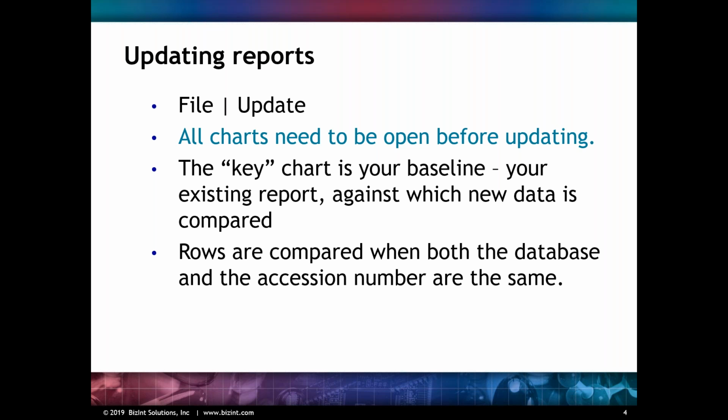We do row comparison in the software when the database and the accession number are the same. So we're not looking at whether two records from, say, Orbit and CA Plus are talking about the same family. We're actually looking at whether that record on Orbit for that family has changed.